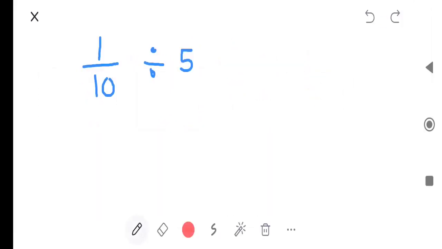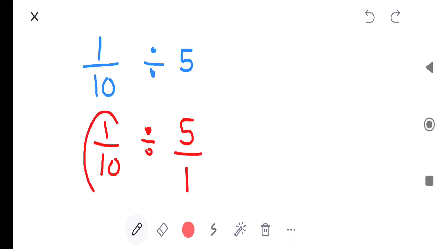Let's look at the next one. To do this question, you have to write this fraction again. So you write 1 over 10 again, and then you write division again. Then you write this 5 as a fraction. You will agree with me that 5 is the same thing as 5 over 1. Then you write 1 over 10 again, okay?